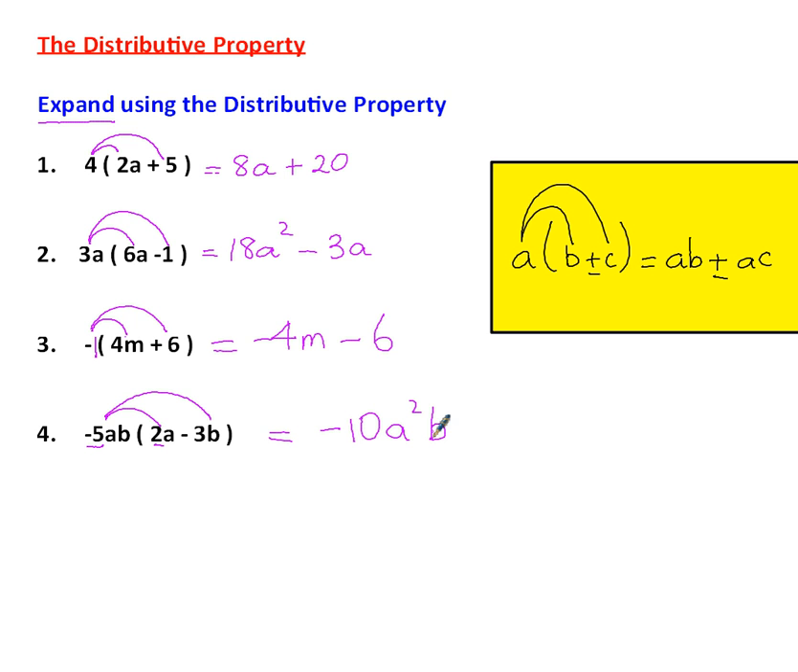All right, let's do our next one. Negative 5 times negative 3. Oh, remember our negative. We've got a positive 15. A, is there any other a's here? No, so I'm just going to put my a there. And then we've got b times b. We can write b squared.